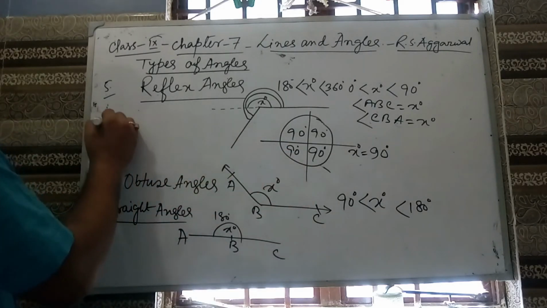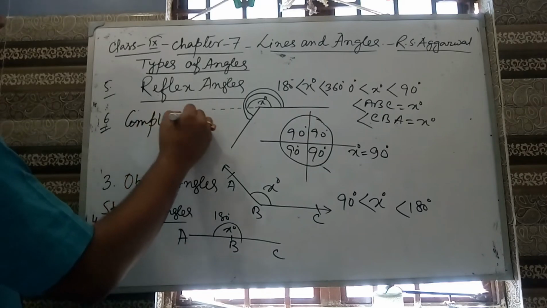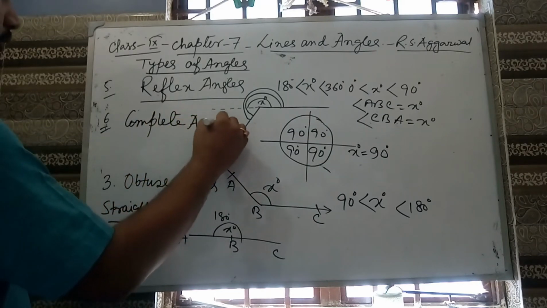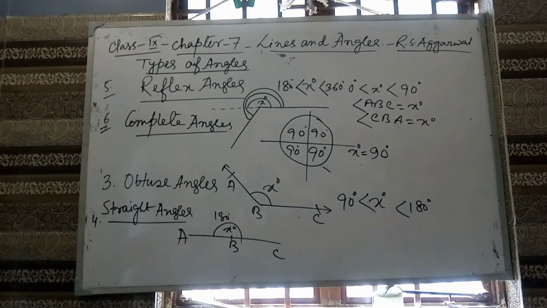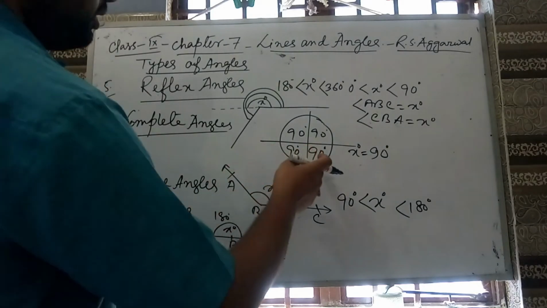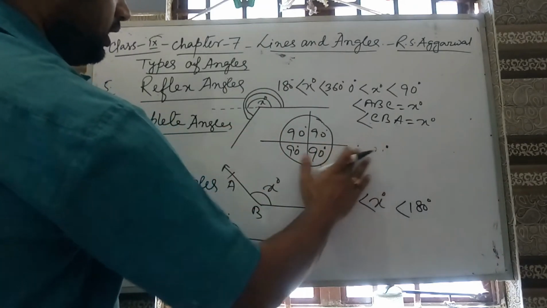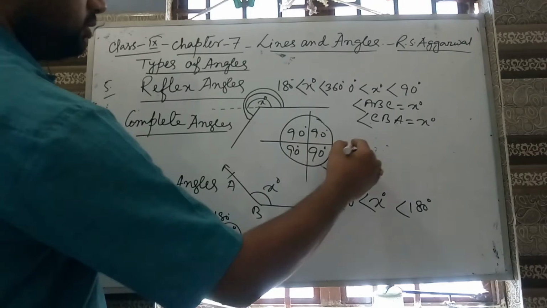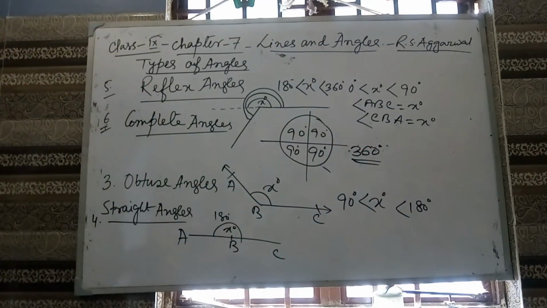Last one, complete angle. Complete angle means a circle where the measurement of the whole angle is 360 degree. If we consider this whole angle, it will be 360 degree. Okay, that's all.